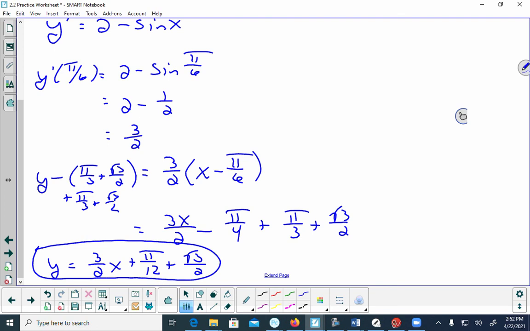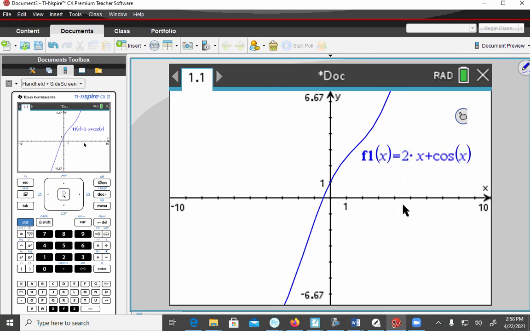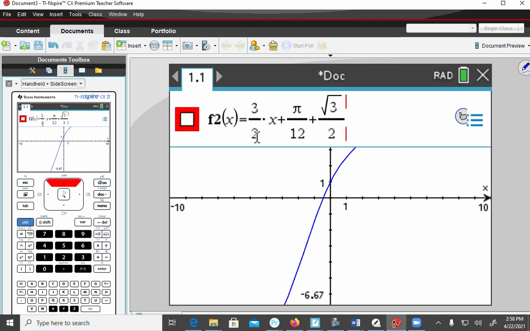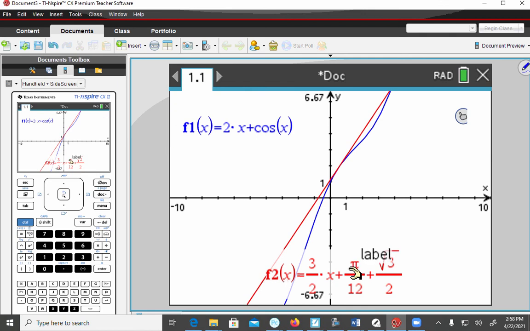So I want to show you that graphing. So give me a second to pull up my calculator. So to check this, because it was kind of a funky answer, I put the original function in, which is this 2x plus the cosine of x, and I have this graph. Then in the next one, I put in the equation of the tangent line that I got, which is this. And if I graph that, I can see that it does intersect that point.